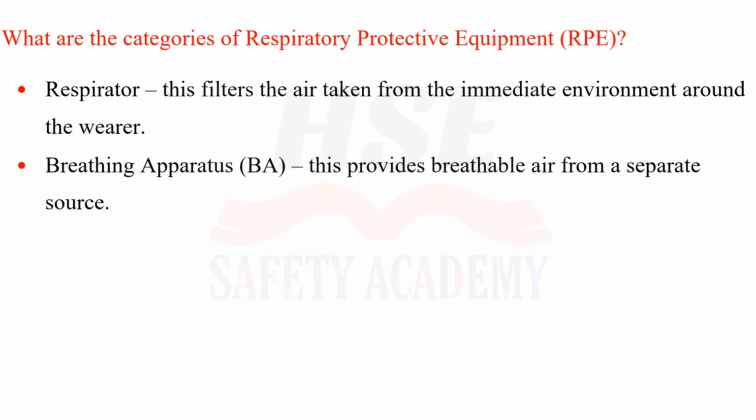What are the categories of respiratory protective equipment, RPE? Respirator. This filters the air taken from the immediate environment around the wearer. Breathing apparatus, BA. This provides breathable air from a separate source.